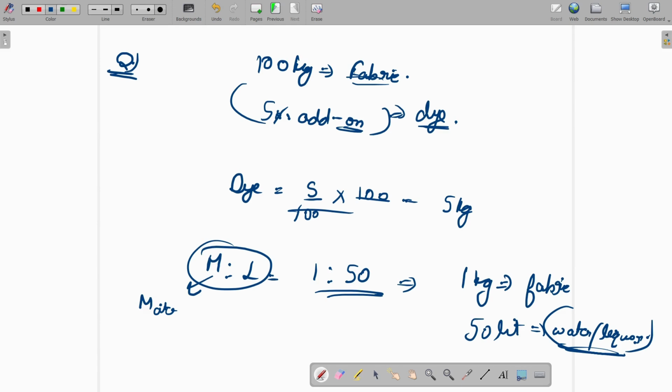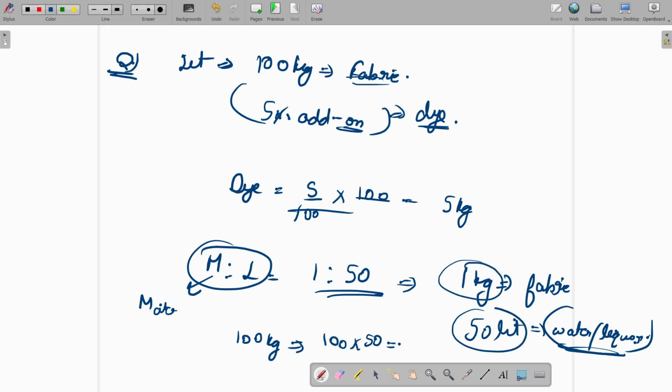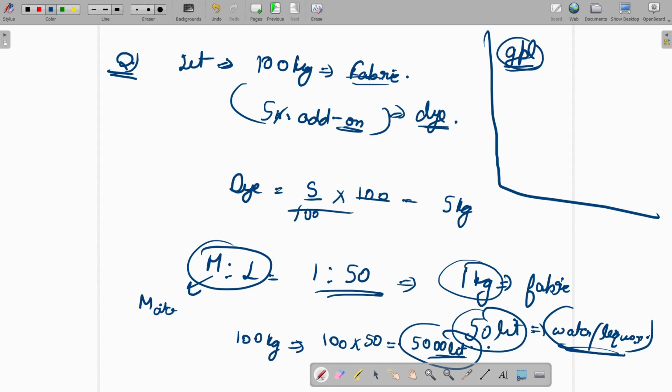So the fabric weight, suppose we have taken it to be 100 kg. So for 100 kg, how much is it? 100 into 50 liters. For 1 kg fabric, 50 liters of water. For 100 kg fabric, how much water is required? 5000 liters, sorry, 5000 liters of water is required. And what you need to calculate is the GPL, gram per liter. In 1 liter, how many grams of the dye are required? So you need to calculate the grams.